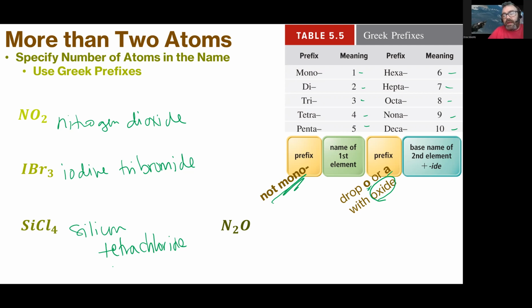Here we have two nitrogens and an oxygen. So we need a prefix in the front. So this is dinitrogen oxide. Actually, we should say dinitrogen monoxide because there's one oxygen there. And so we drop that O on mono because we have oxide.